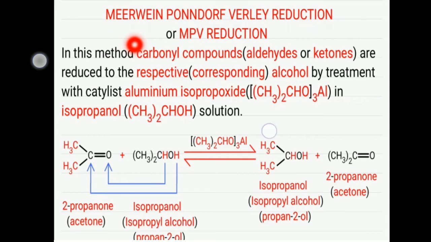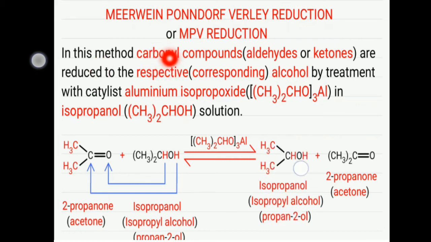This is a reversible reaction. In the reverse way, if the same reaction proceeds backward, then the firstly taken compounds can be formed, that is acetone and isopropanol. In this backward reaction, what happened?